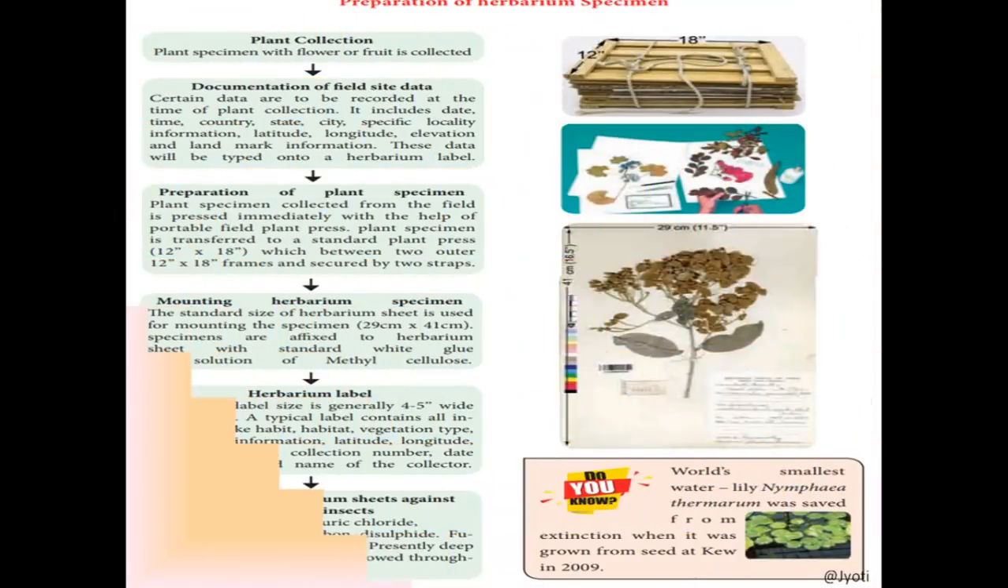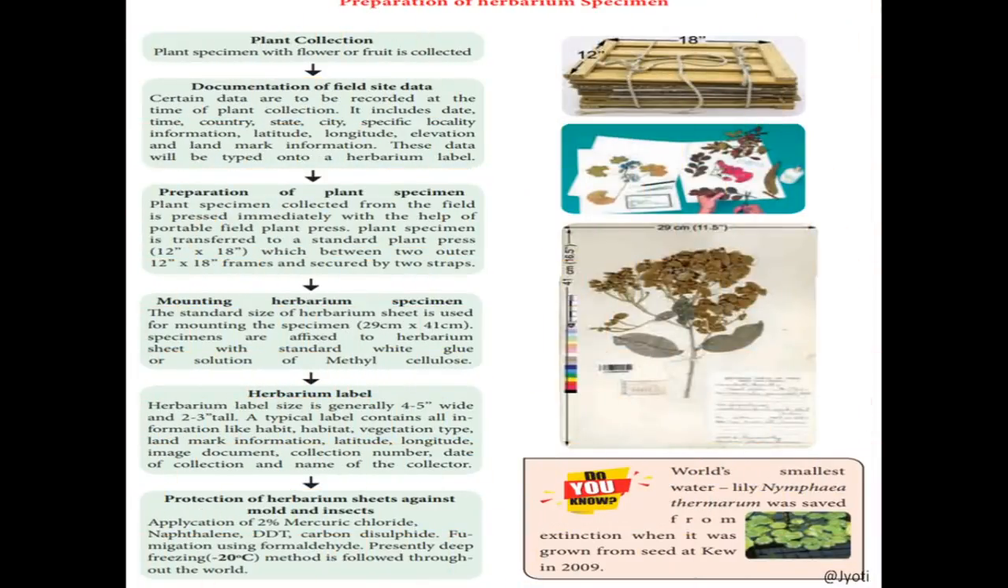Now let us see what are the steps of preparation of herbarium. So the first step is collection of a plant species. In what way we have to collect? The plant should be collected along with its flower or fruits.